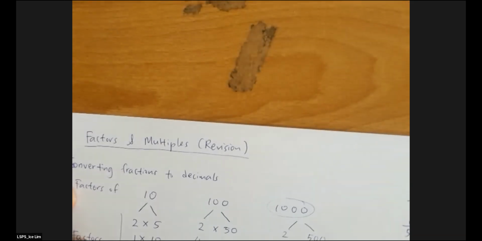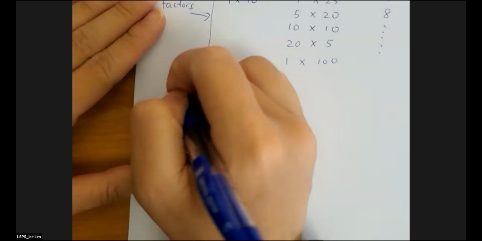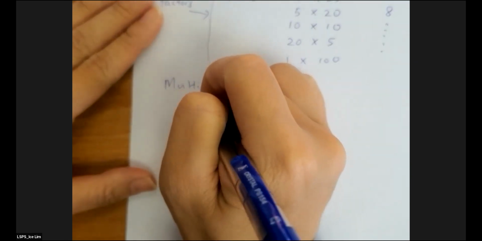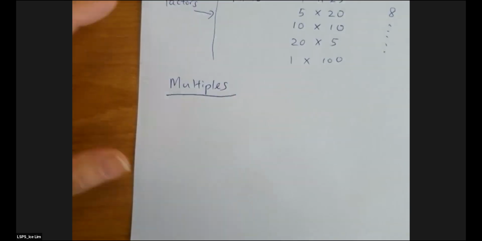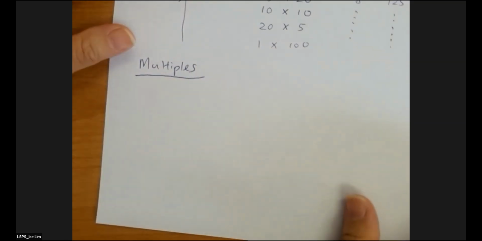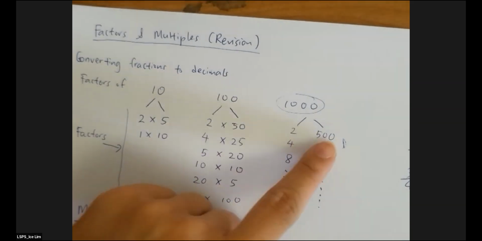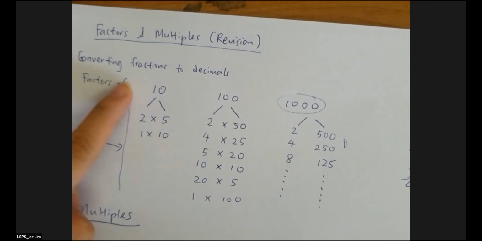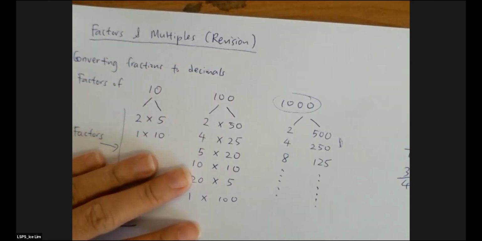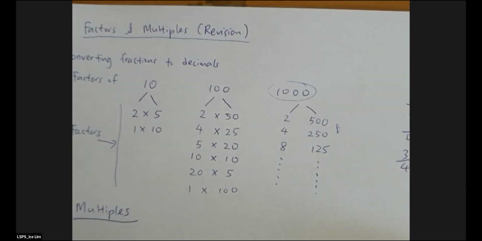Let's go back to factors and multiples that I was talking about. I'm going to multiples now. So how are multiples going to help us with fractions? Okay, we have seen how factors of 10, 100, and 1000 help us to convert fractions to decimals, because we can find the equivalent very quickly.